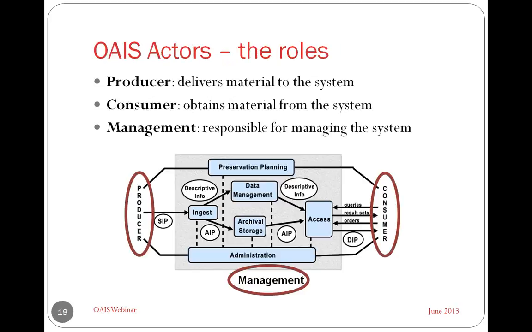Now, the actors are the people or systems who interact with the OAIS. There are three actors or roles in an OAIS system. The producer is the role played by those persons or client systems who provide the information to be preserved. On the other end of the spectrum is the consumer, who represents those persons or client systems who interact with the OAIS services to find the preserved information of interest and to access that information in detail.